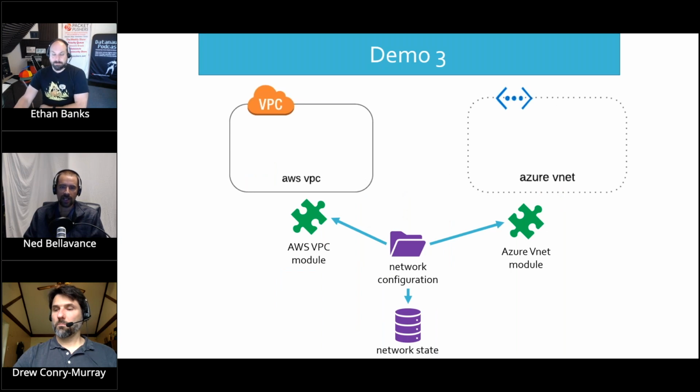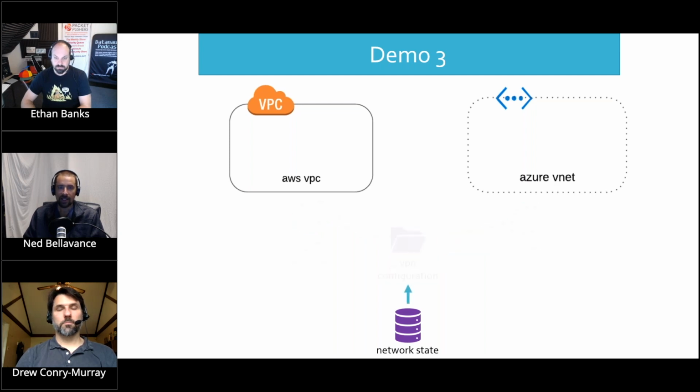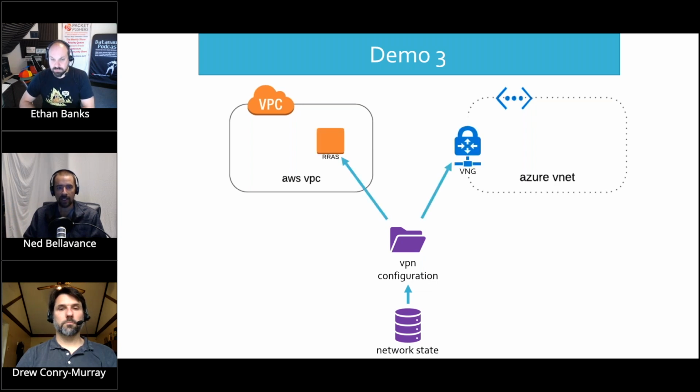So third demo, just to give an idea of this cross-cloud ability. I have a configuration that's going to use both an AWS VPC module and an Azure VNet module as the network configuration. It's going to store that in remote state. And then as a follow-up to that, I have a second configuration called VPN configuration. That's going to read information from the remote state and deploy a remote access server in the VPC and a virtual network gateway in the Azure VNet, and then create a VPN connection between the two.